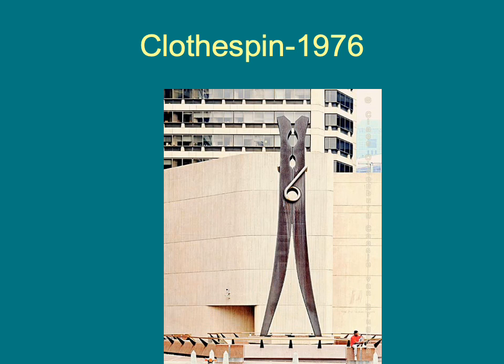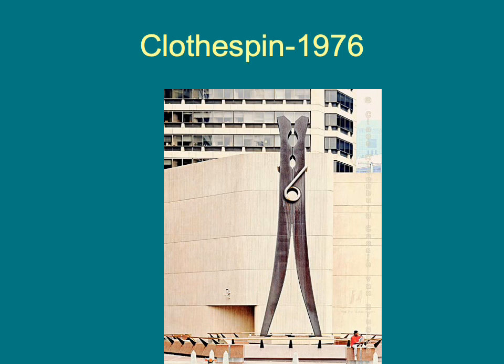Here we can see this large clothespin that's made out of steel, and you can see a man sitting below it. So you can see the sculpture is multiple stories tall. And you may think, why would somebody make a huge clothespin sculpture? But if you remember those two kiss sculptures that we looked at earlier this semester, that's what inspired him.